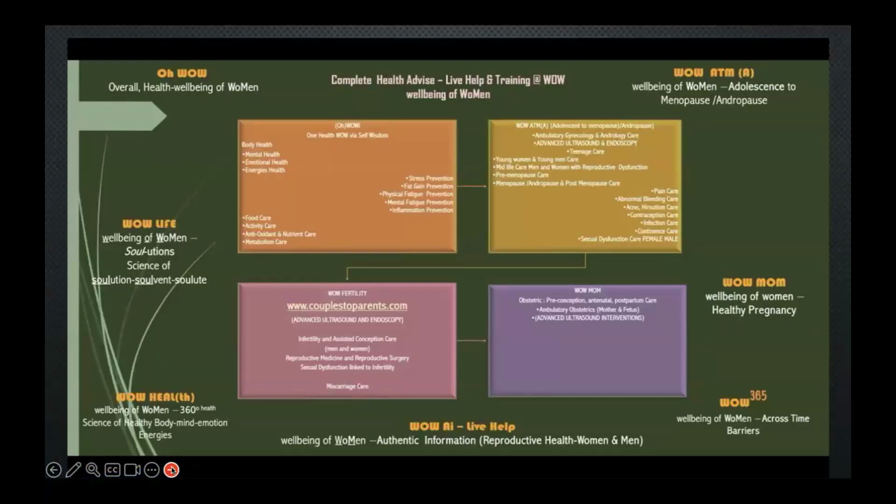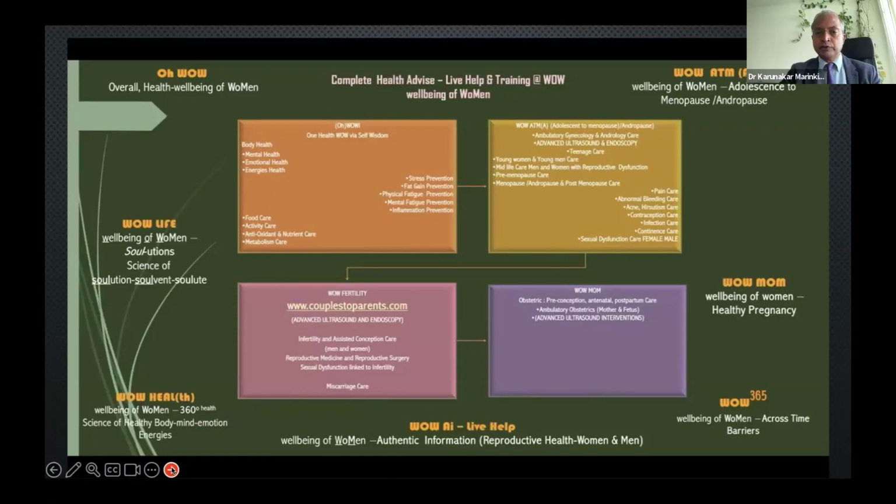This is part of the company that I envisage for the next 10 to 20 years, whatever energy that I have left with, to provide preventive gynecology and preventive obstetric care, or reach out ambulatory gynecology, ambulatory obstetric care. It's structured into overall health, ATM, adolescent to menopause, couples to become parents, miscarriage care, early pregnancy and preventive obstetric care, authentic information, and the overall health.